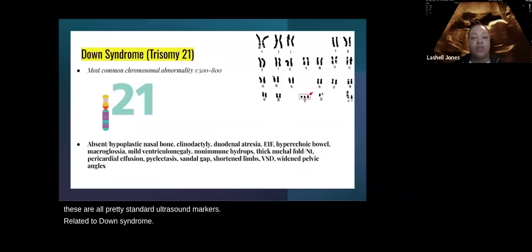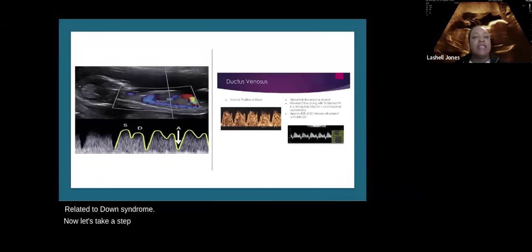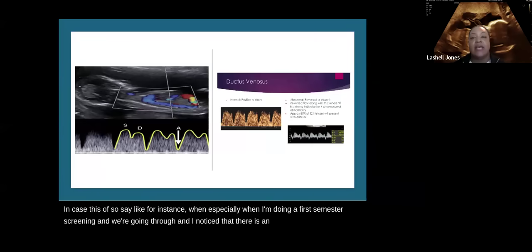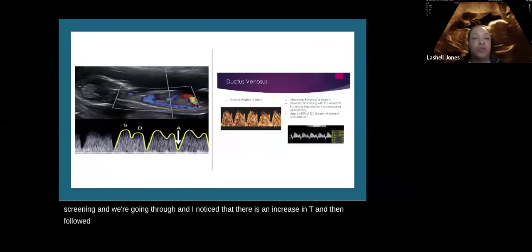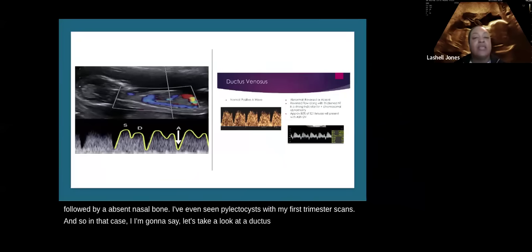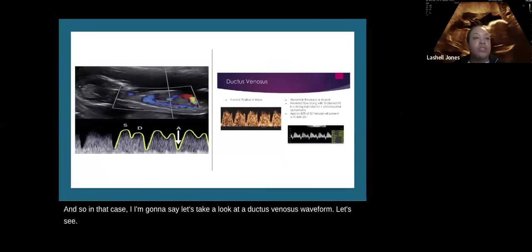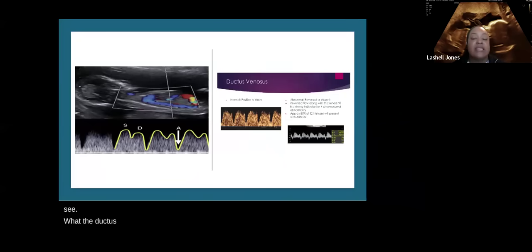Now, let's take a step further. So say, for instance, especially when I'm doing a first trimester screening and we're going through and I notice that there is an increase in NT and then followed by an absent nasal bone. I've even seen pyelectasis with my first trimester scans. And so in that case, I'm going to say let's take a look at a ductus venosus waveform. Let's see how the ductus venosus presents itself.